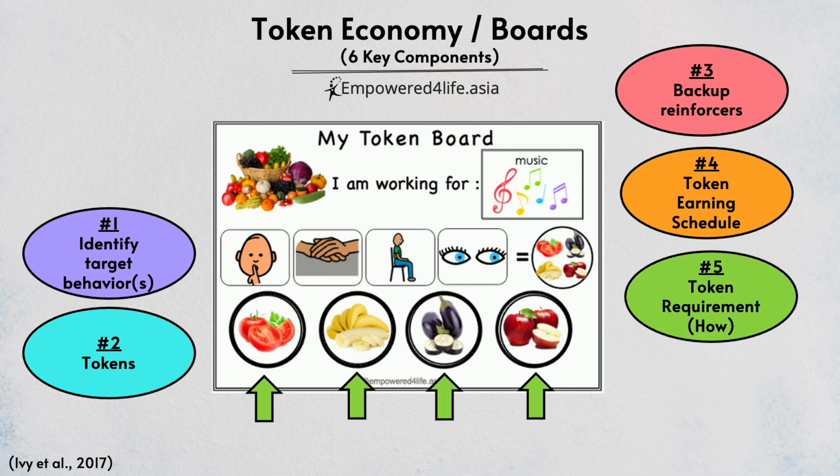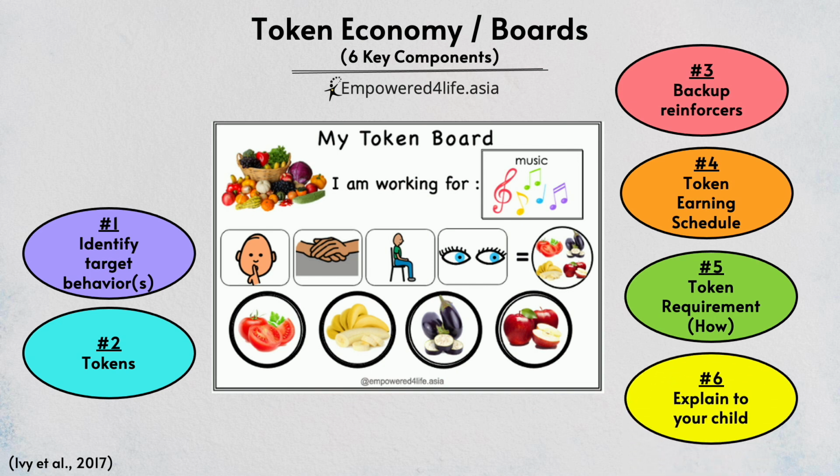Number 5 is token requirement. So determine how many tokens your child needs to collect before they can cash in for the reward. So in this case, they need 4 tokens to get music. This should be achievable, especially in the beginning, to keep them engaged and motivated.